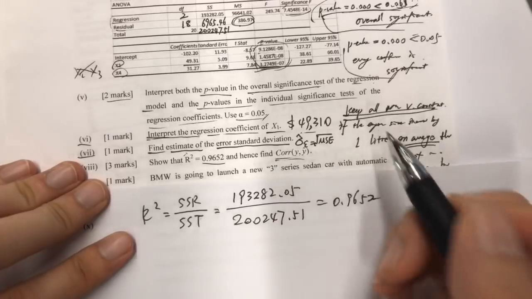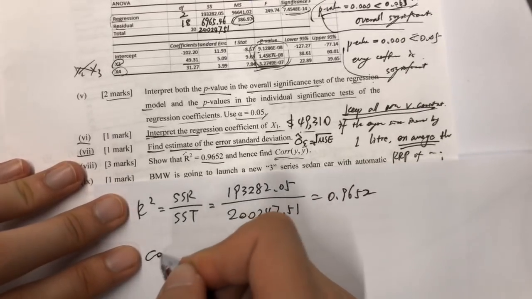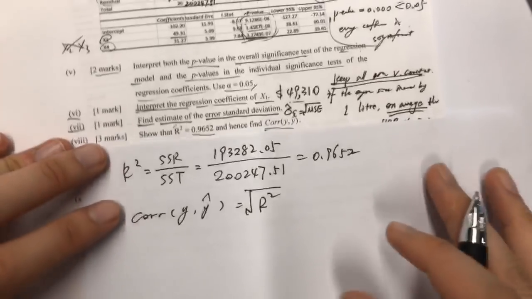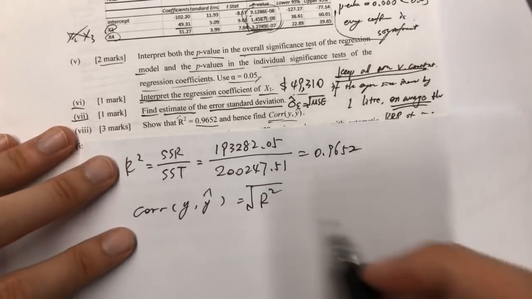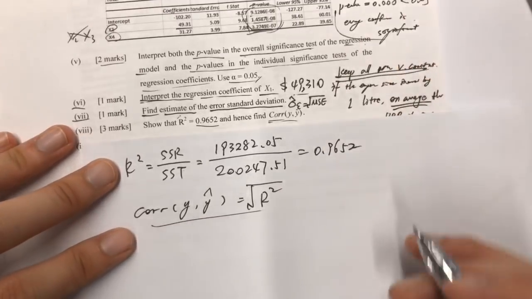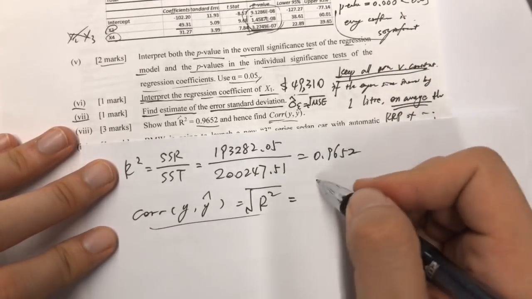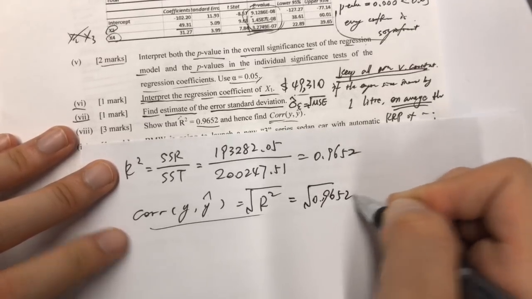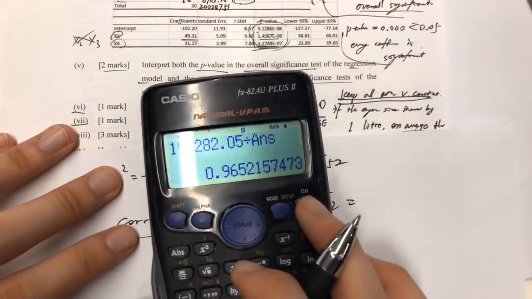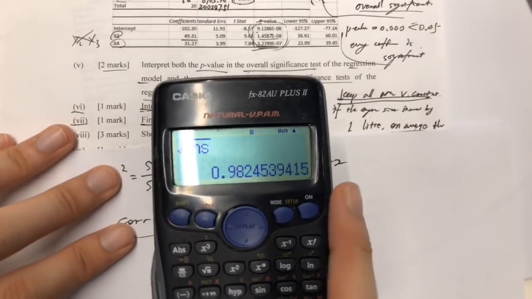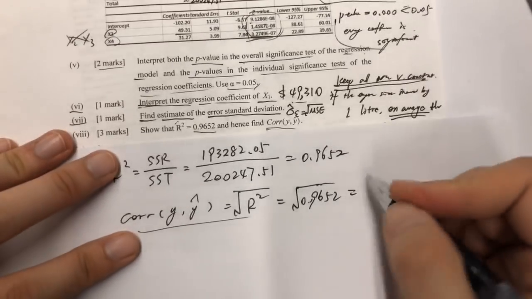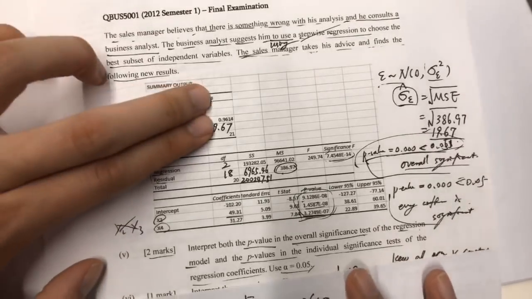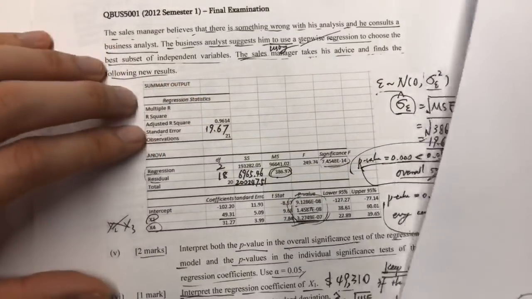So find the correlation between y and y hat. We know that the correlation between y and y hat should be the square root of r squared. I don't think you've learned this in QBUS5002, but it doesn't matter. It won't hurt, right? It's multiple r, therefore it's the square root of 0.9652, which is 0.9825. Therefore, in the first two blanks, you can actually fill them all out.